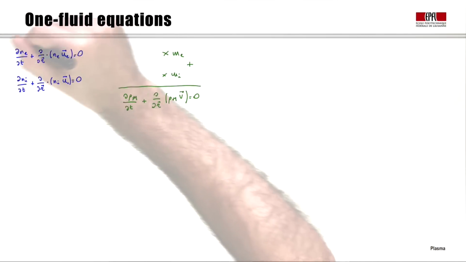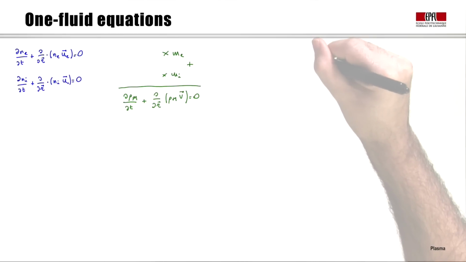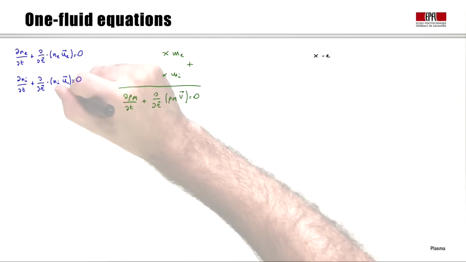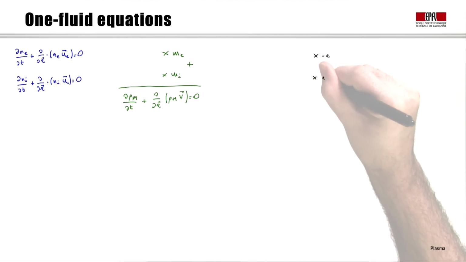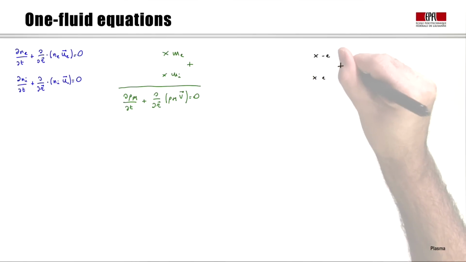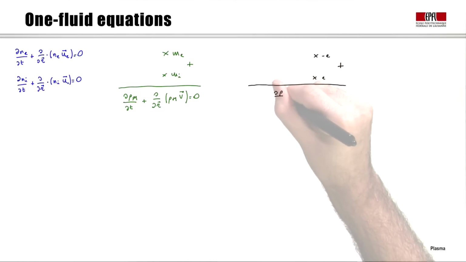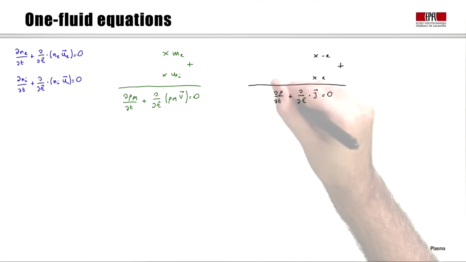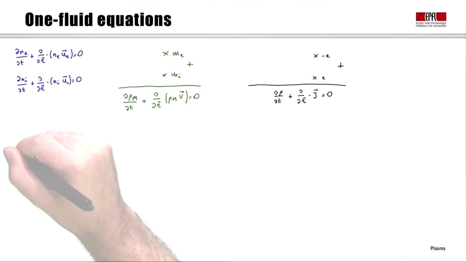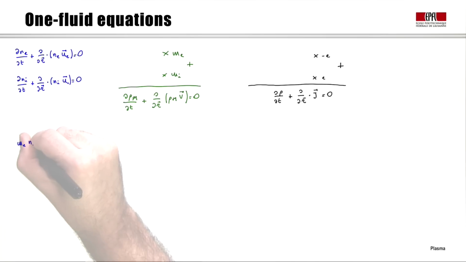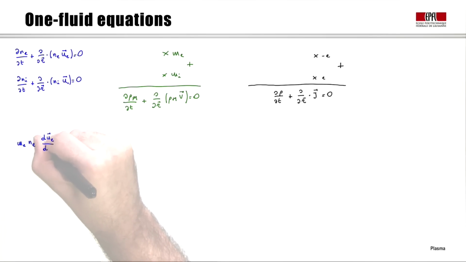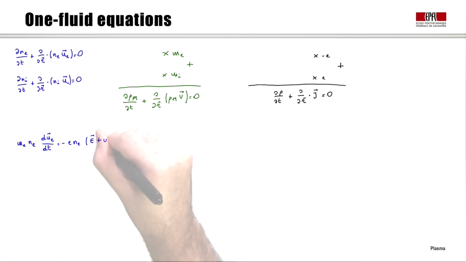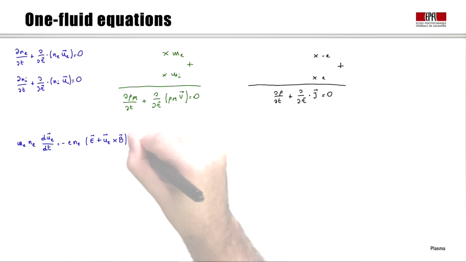Similarly, we can multiply the electron continuity equation by minus e, the electron charge, and the ion continuity equation by e, the charge of the ion species. Sum them up, and what we obtain is an equation for the charge density. We can use a similar approach to deduce the equations that evolve the plasma center of mass velocity and the current. The starting point in this case are the electron and ion momentum equations.